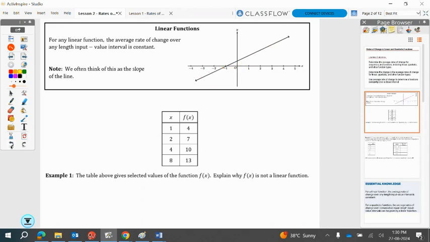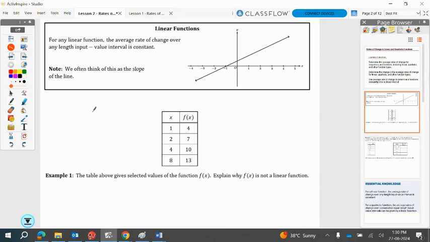So let's have a go at using that. You'd have to forgive me my writing today. I don't have any writing implement, so I'm using my touch screen and my chubby finger. The table above gives selected values of the function f. Explain why f is not a linear function.